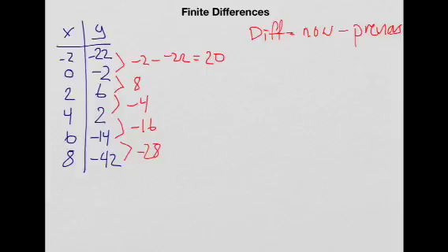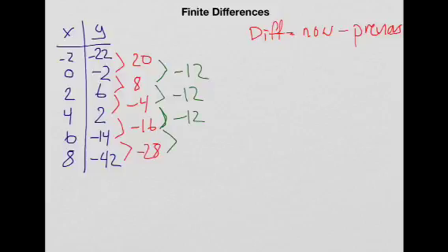Now when we do this, we see we are getting different values when we find the difference. It's not a common difference for this case. So we're going to do it again. Let me just move this number over. And let's find the difference. So we're going to take 8 minus 20, -12. -4 minus 8, -12. -16 minus a -4, -12. And finally, -28 minus -16, -12.